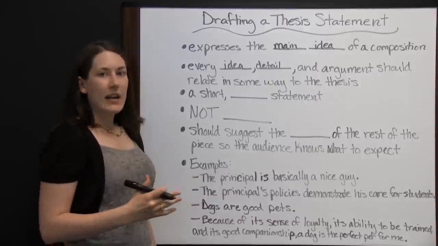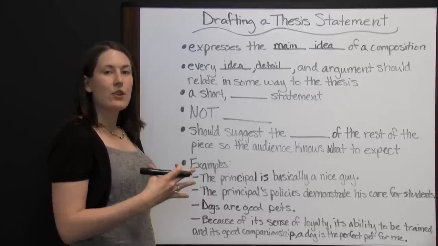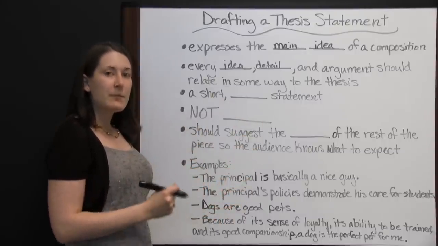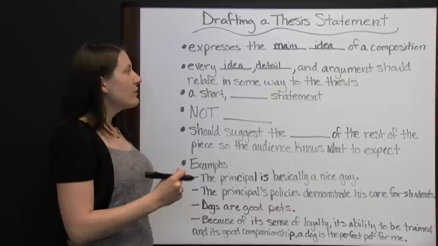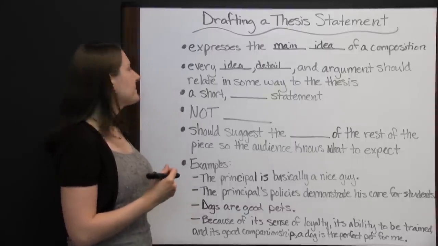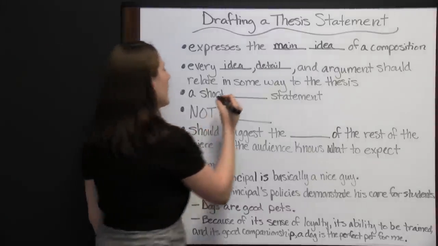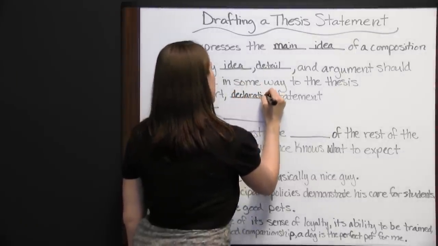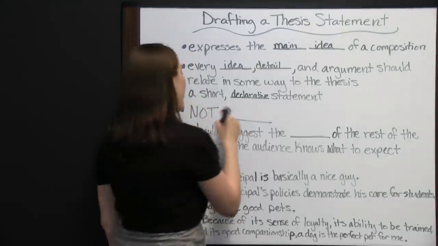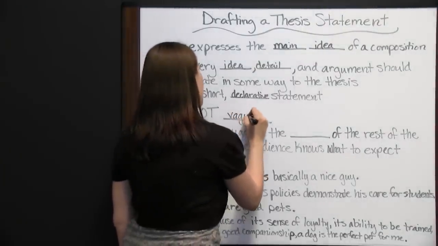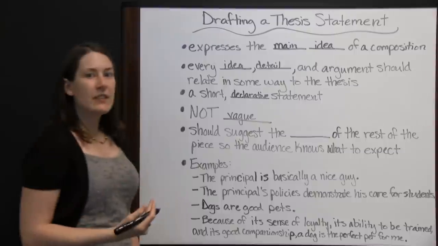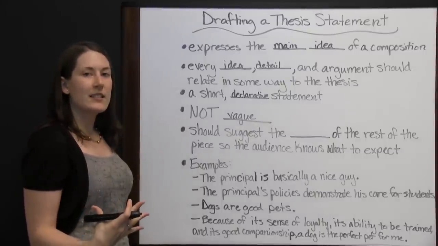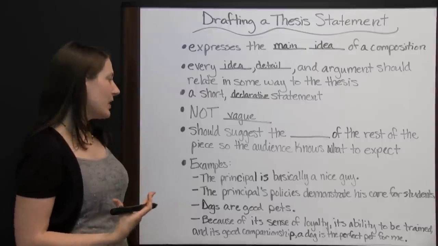A thesis can be kind of tricky because you want it to be general enough to encompass everything that's going to be in your paper, but specific enough that the reader knows what your main idea is. It should be a short declarative statement, but it should not be vague. It needs to be specific. It can't just be a general subjective sentence that doesn't really tell the reader what's going on.